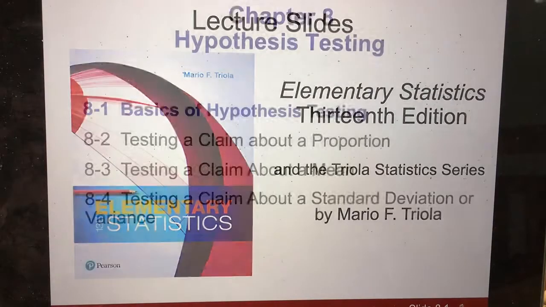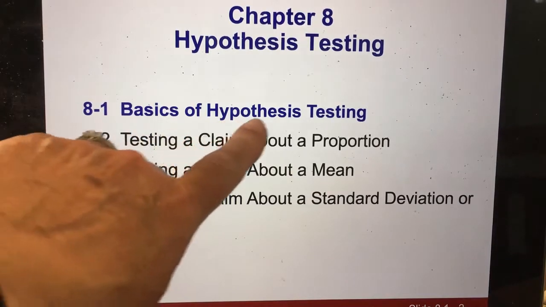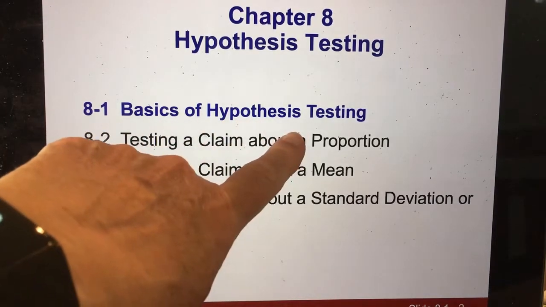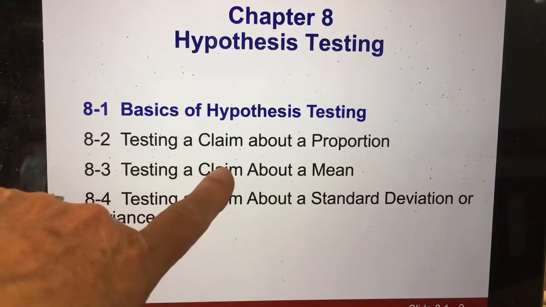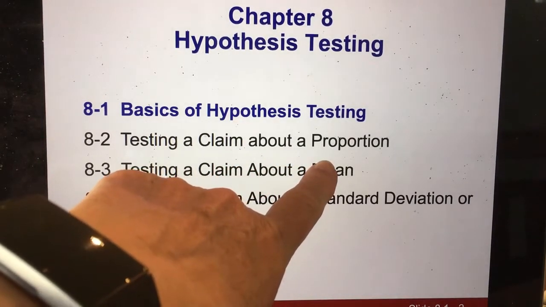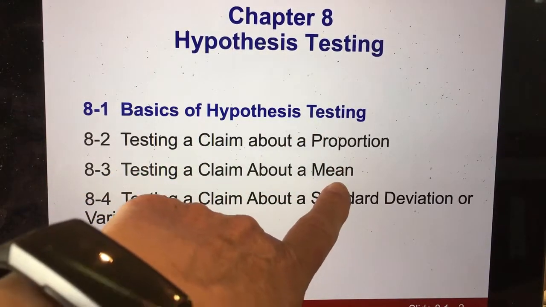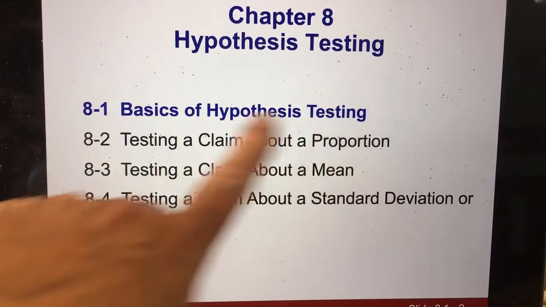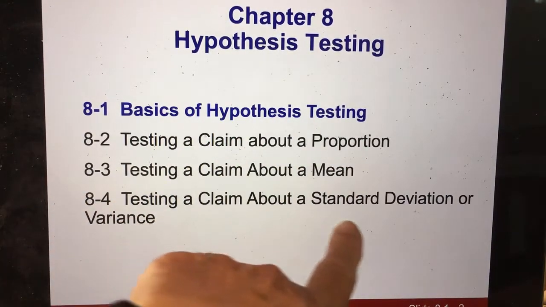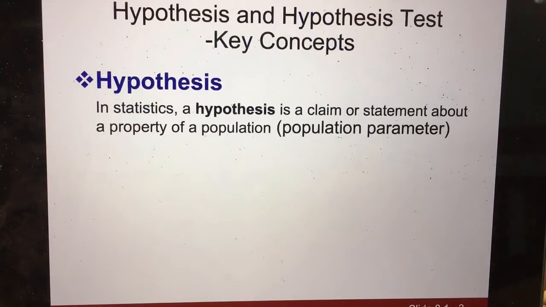So here it goes. All right, so here we are starting 8.1, and 8.1 is all about the basics of hypothesis testing. So notice that we're going to talk about just the basic overall general hypothesis testing first, and then we're going to talk about testing a claim about a proportion, just like we did in 7.1, and we're going to talk about testing a claim about a mean, just like we did in 7.2. And then we are not going to worry about this 8.4. That's not part of our class.